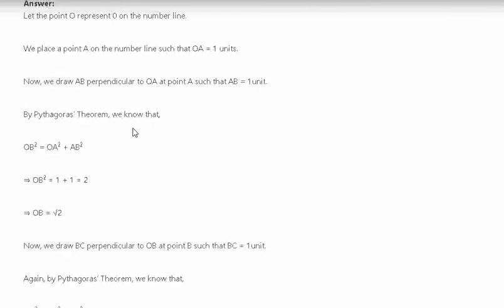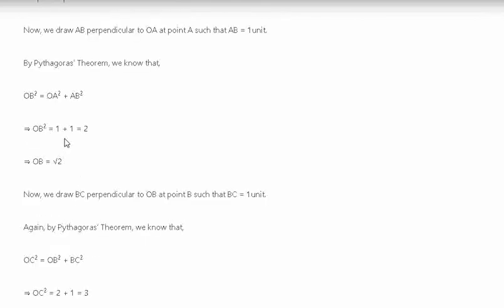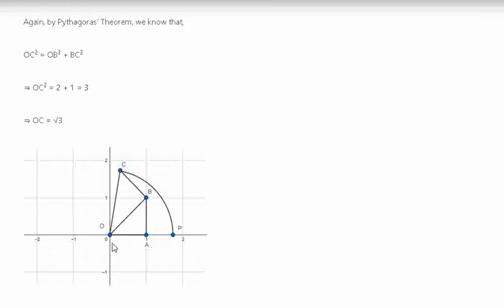By the Pythagoras theorem, we know OB square equals OA square plus AB square, 1 plus 1, 2, so OB equals root 2. So this is 1 unit, this is 1 unit, and this is the hypotenuse of this right angle triangle. That's why we used the Pythagoras theorem and put the 1 and 1, and h equals root 2. Clear?